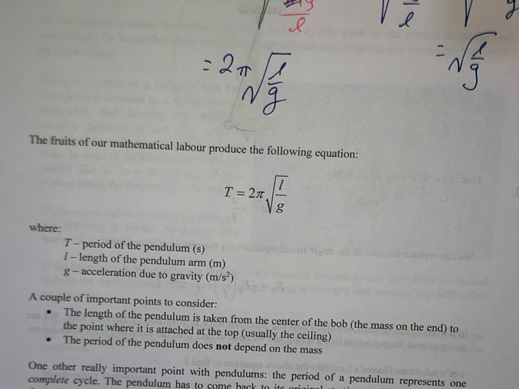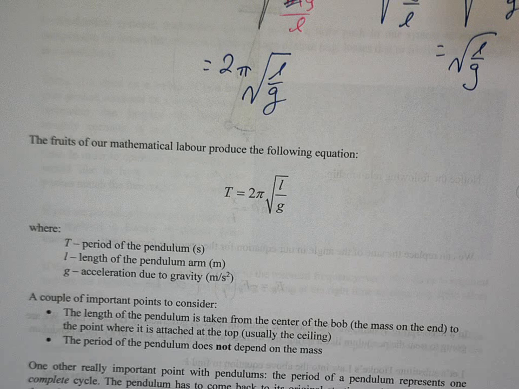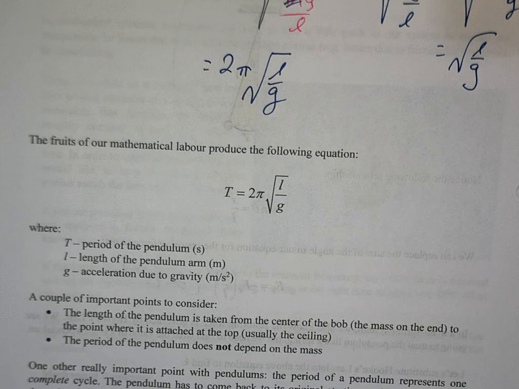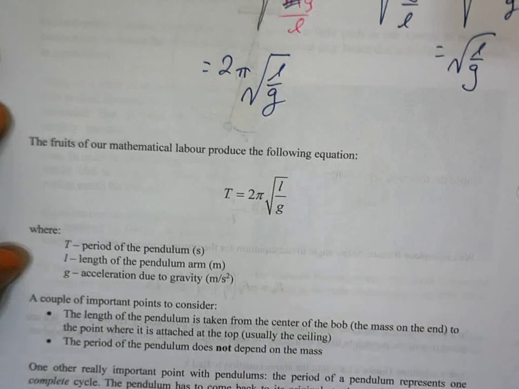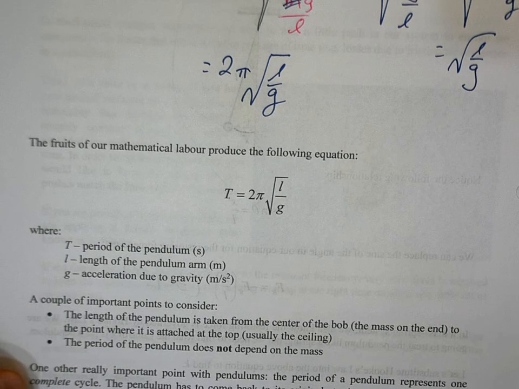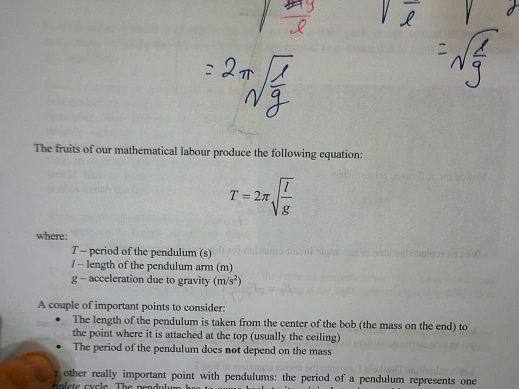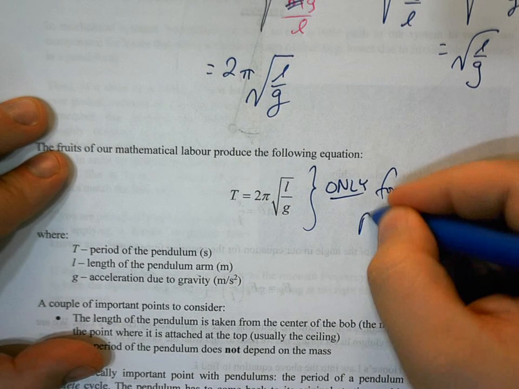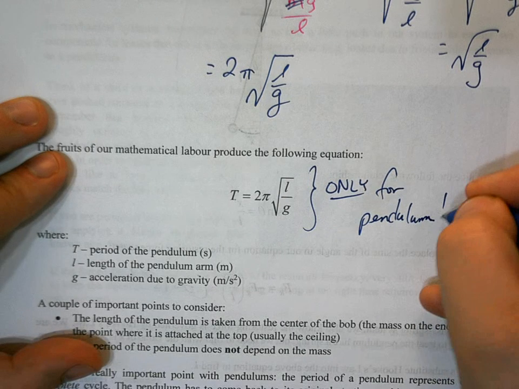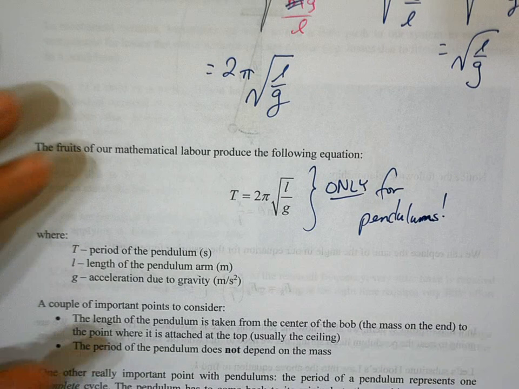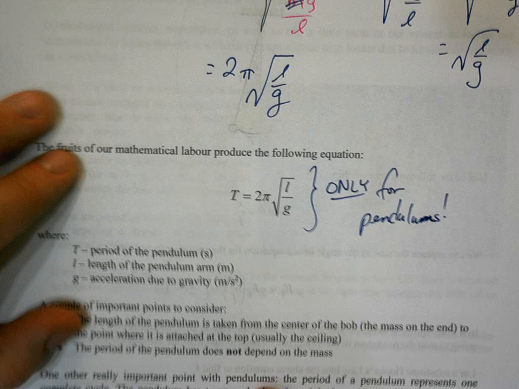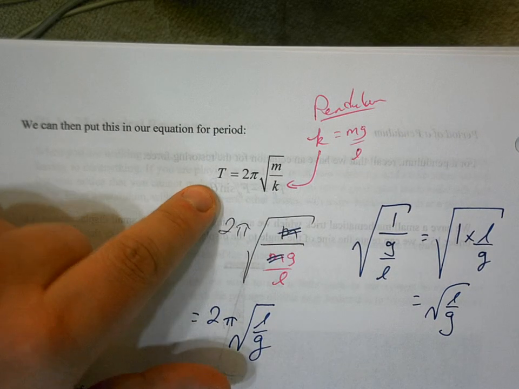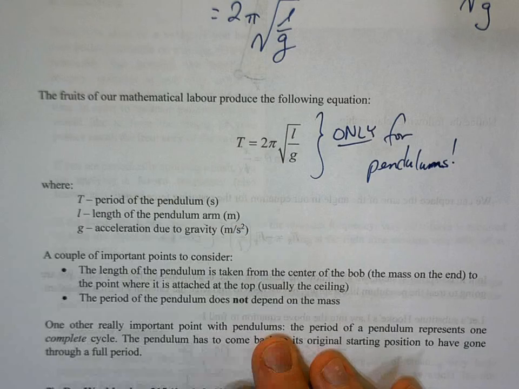So this brings us to the fruits of our mathematical labor. We are going to get T equals 2 pi times the square root of L over g. This is the formula to determine the period of a pendulum. You need to know the length of the pendulum. You need to know the acceleration due to gravity for that pendulum. Now, this is a special case. This is only for pendulums. If you are not using a pendulum, you need to go to the general equation for simple harmonic oscillators. This is a special case.